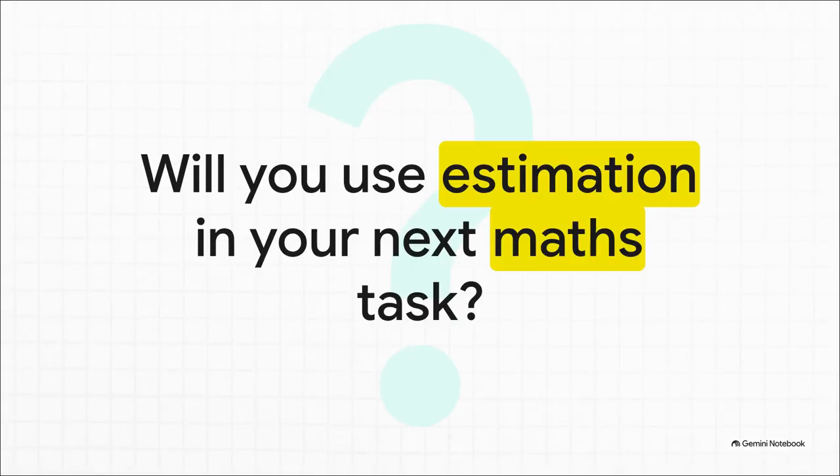So, let's see how close we got. The exact answer for 72 times 4 is 288. That is incredibly close to our estimate of 280, so we know for sure our final answer is absolutely spot on. So, will you use estimation as your own secret weapon to check your work next time?